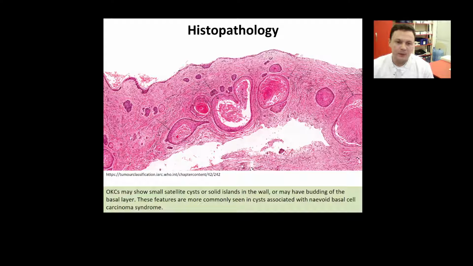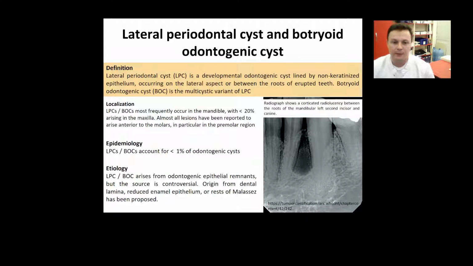If we talk about prognosis and prediction, treatment is most often by enucleation, or by surgical resection for large lesions. Typically we find an overall recurrence rate of about 25%.